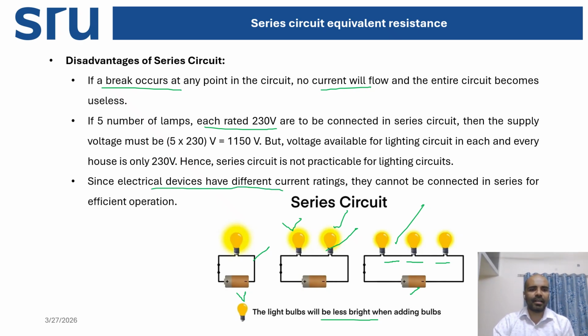Another is that electrical devices have different current ratings, so they cannot be connected in series for efficient operation. If you connect dissimilar circuit elements in series, then you will not get efficient operation. So these are the major disadvantages of the series circuit.